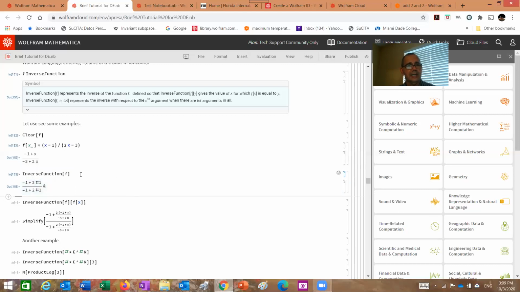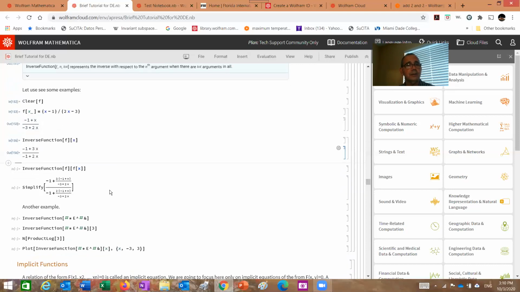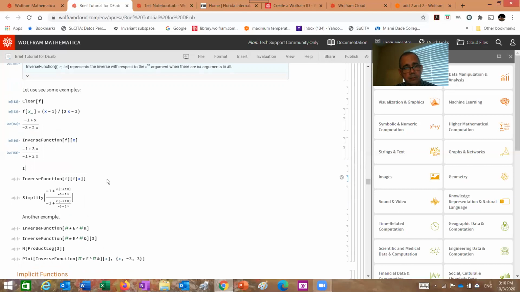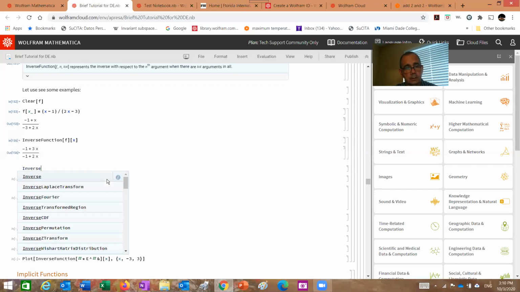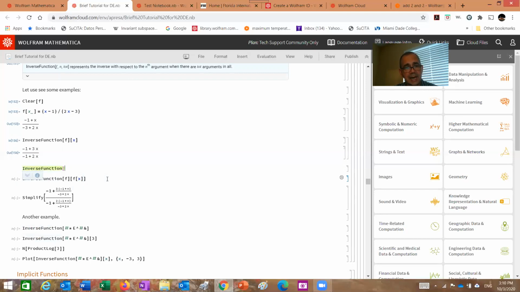Okay, well, in this case, if you want to see a nicer expression, you put the x at the end, and then you press Shift Enter, and it returns the formula for the inverse function. Now, if you want to evaluate that inverse function at any number, you can do it like this. Let me show you an example. InverseFunction, let's say at 4, is what?